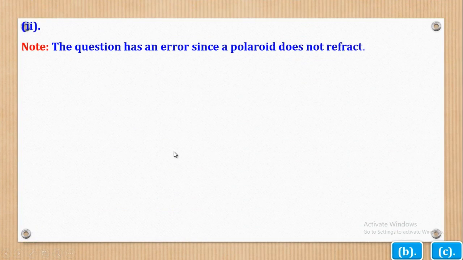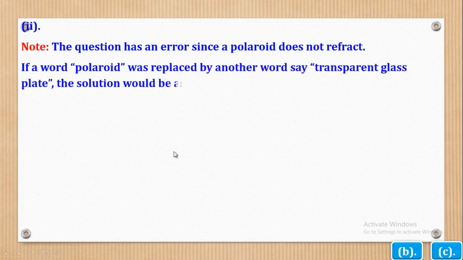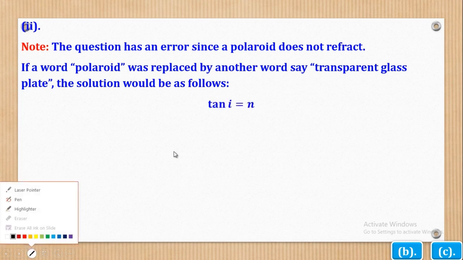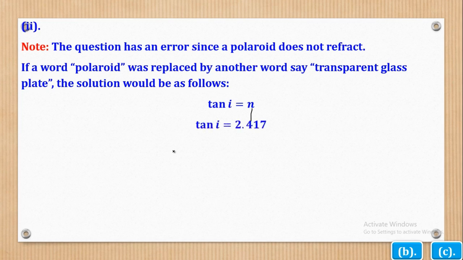Now this question was a little funny because we all know that a Polaroid does not refract light, yet in this case they used a Polaroid, so that means that it was not easy to do it. But if this word Polaroid was replaced with another material which can reflect light, for example transparent glass, then the solution would be as follows. We would say that tan I is equal to n, therefore we substitute for n to get the angle of incidence as 67.52. But with this word Polaroid it will be hard because it can't refract light. So that was Roman 2.